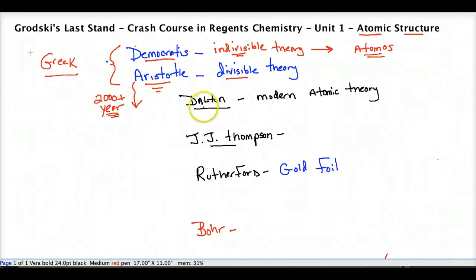John Dalton, an English teacher who studied science, came up with the first modern atomic theory. He outlined elements, in his theory, as something made up of the same type of atom. So he brought back atomos into the modern era. This is late 1700s, early 1800s, and elements are made up of the same type of atom. He didn't know how they were the same.